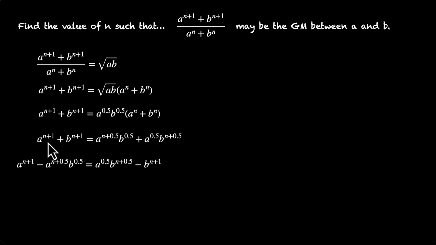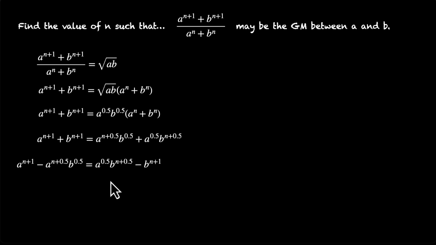So we'll get a to the power n plus 1 minus the bigger term that has more a's, a to the power n plus half, b to the power half. We moved this term to the left side and we brought this term to the right side. So we get minus b to the power n plus 1. What can we observe? Can we take something common? Here we have a to the power n plus half, and this power is half more than that. So we can take a to the power n plus half common actually.